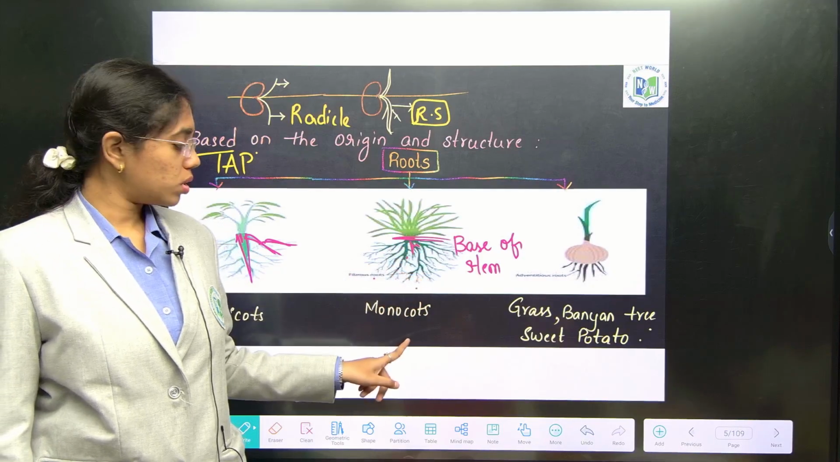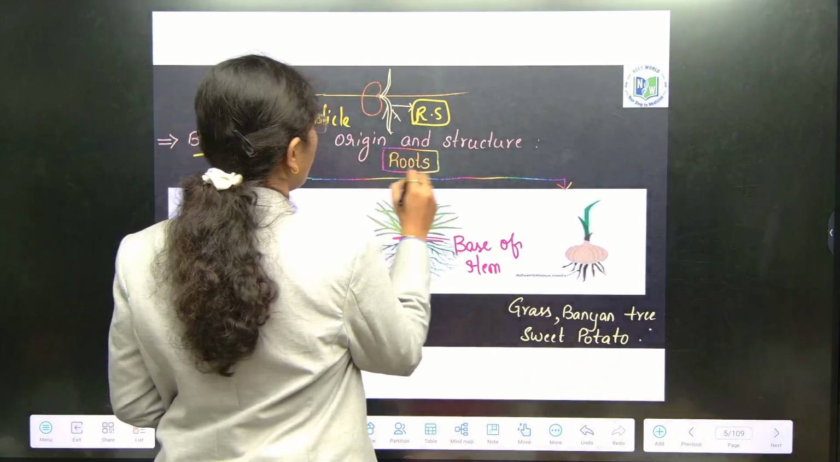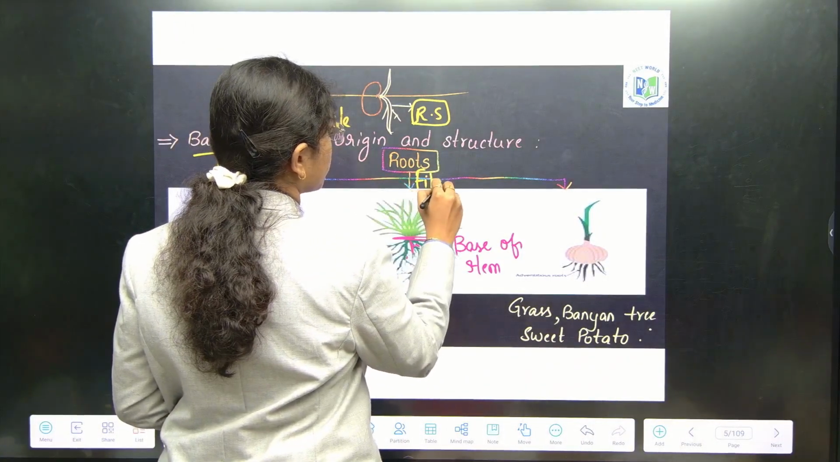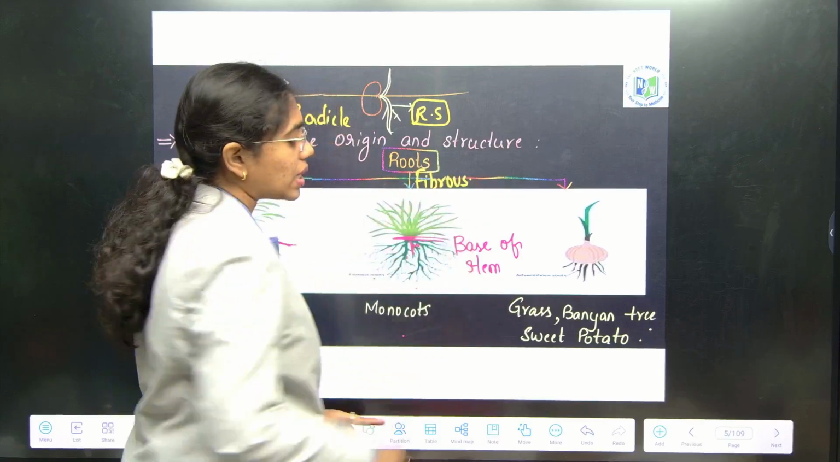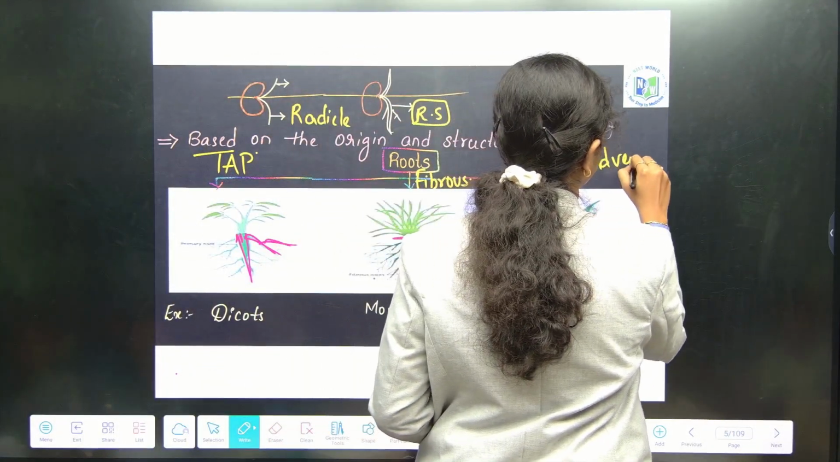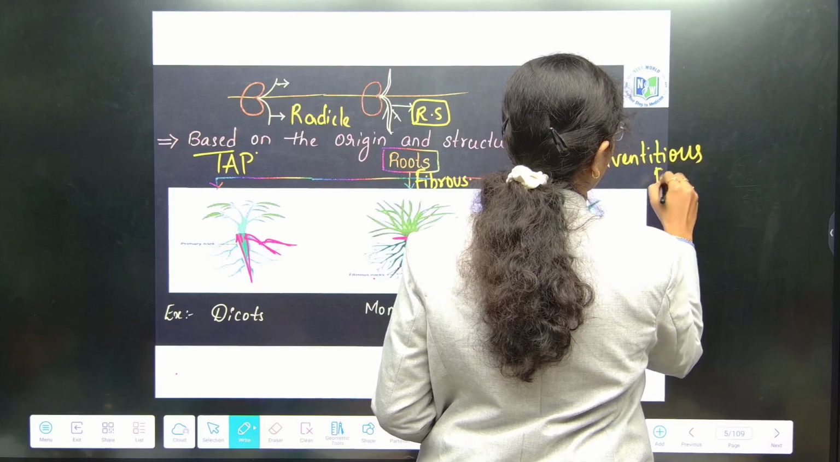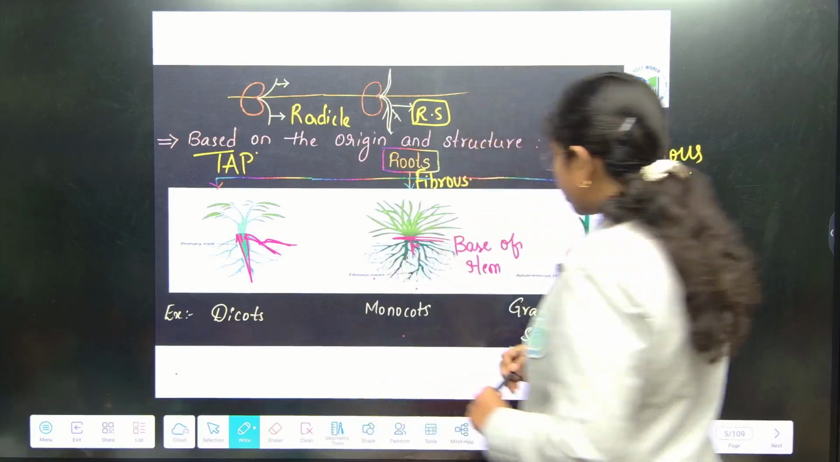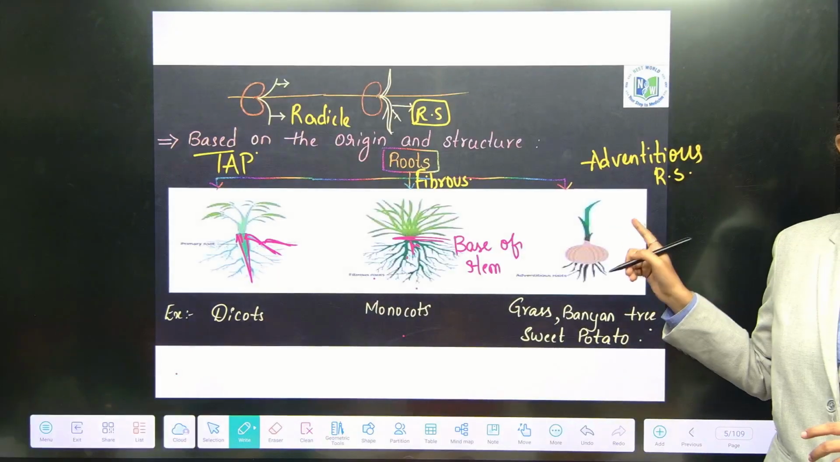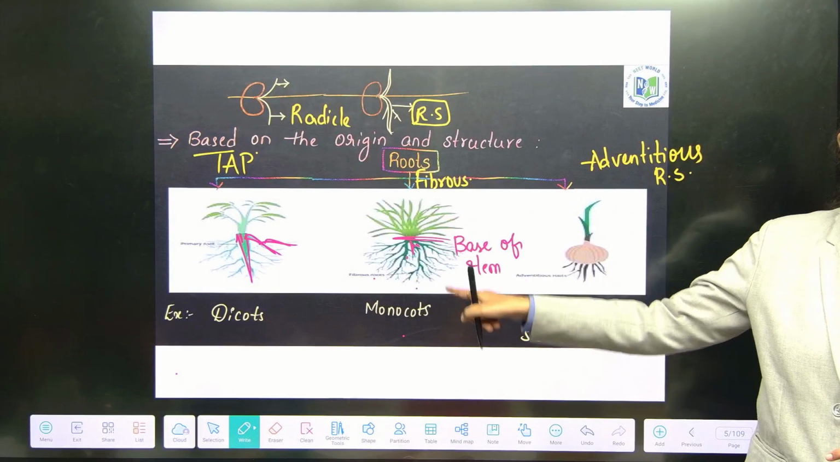This is what root system? Fibrous root system, observed in most of the monocots. Next is what? Adventitious root system. In adventitious root system, what happens is, in fibrous roots, the roots arise from the basal part of the stem region.